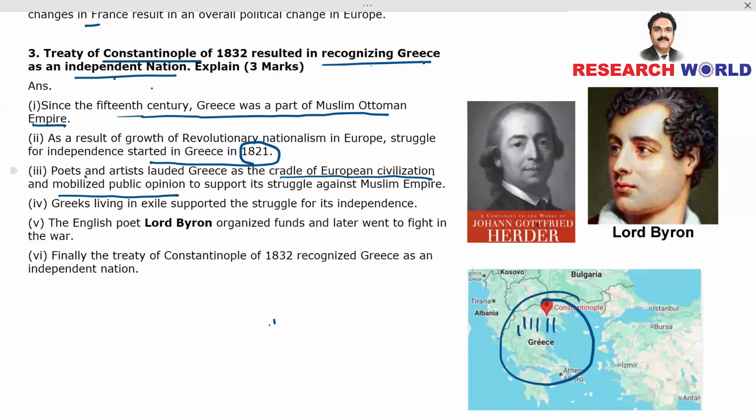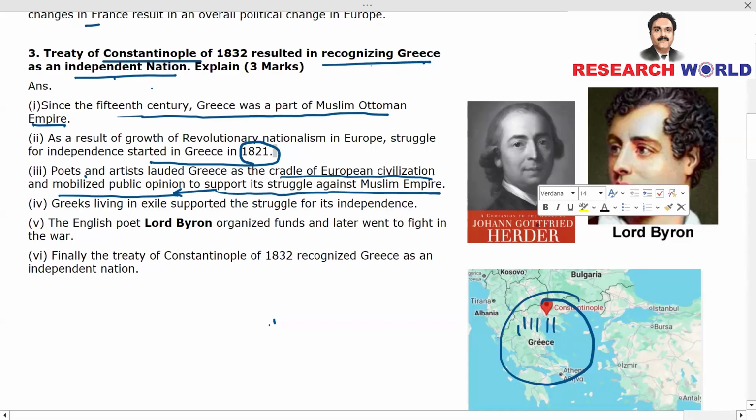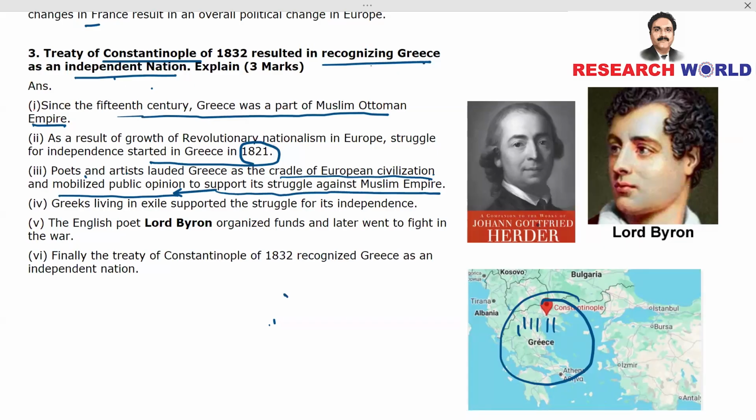All right. So poets and artists lauded Greece as the cradle of European civilization and mobilized public opinion for what? To support its struggle against the Muslim empire. Why? Because the European nations were predominantly Christian. So Greece, which is the cradle of civilization, and is under a Muslim empire, should be liberated. That's a message they started planting in the minds of the people. Right? Who? The poets and artists.